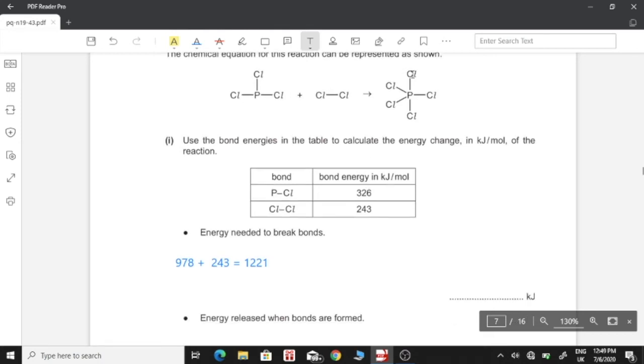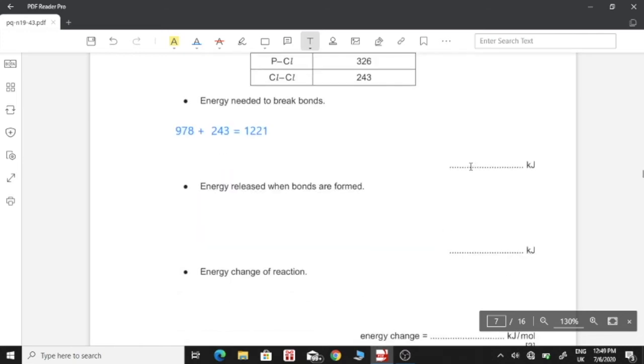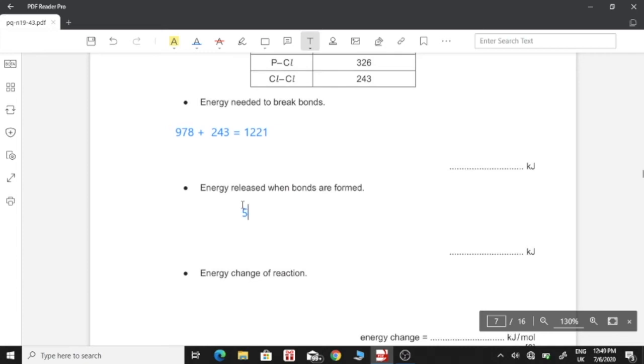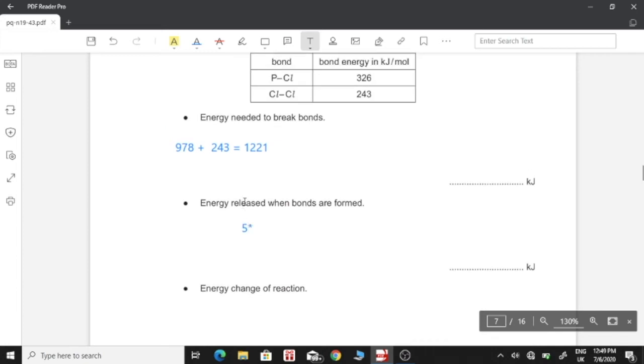And then we also need energy to form these bonds. As we can see over here, all of these bonds are the same, which is 5 bonds between phosphorus and chlorine atoms. So to calculate this, we multiply 5 with 326, which gives us 1630 kilojoules. Right, let's write it over here, since we're given the space.